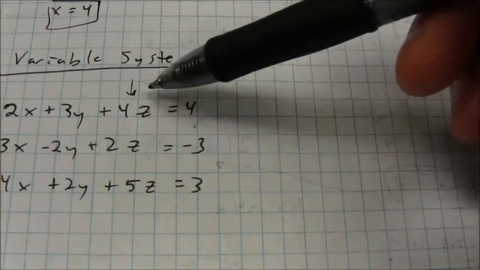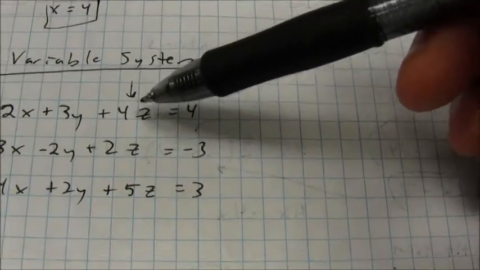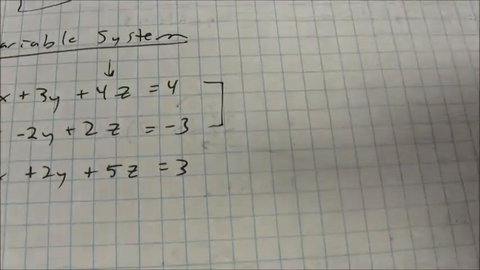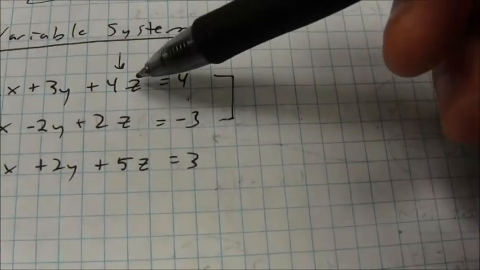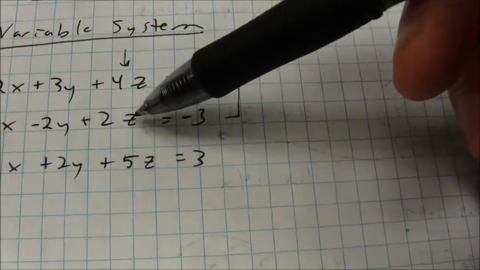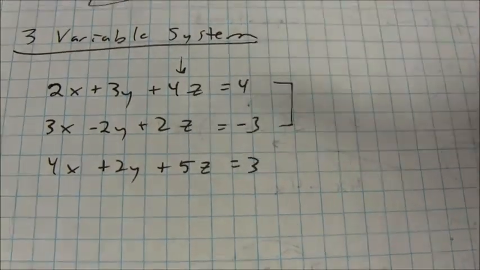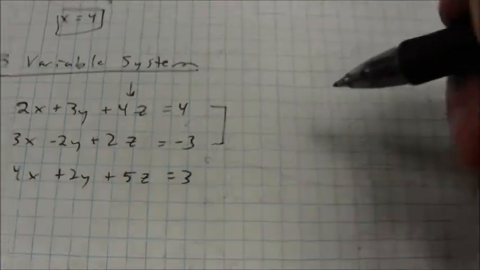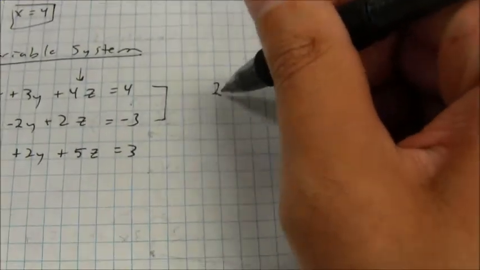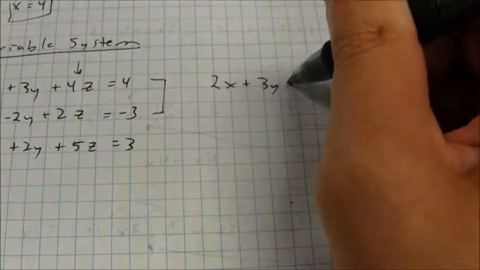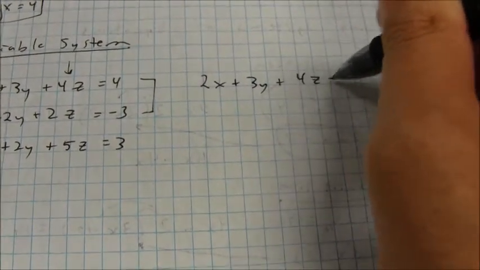For no particular reason, I'm going to cancel the z's first. And I'm going to focus on these two upper equations because I notice I have a 4z here. If I multiply the second equation by negative 2, that'll give me a negative 4z, which will cancel. I think that's going to be pretty easy. So my top equation in this case does not need to change. It's going to be 2x plus 3y plus 4z equals 4.